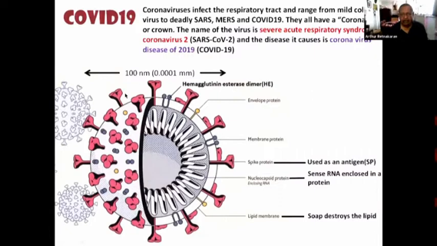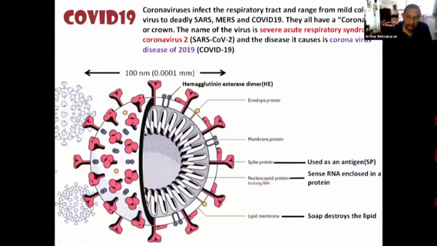Now, the COVID-19 virus is a very small virus. It's 100 nanometers in diameter, and it has the genome inside. This is the genome. And this genome is a single long RNA chain. This RNA chain was detected in China in December 2019, when the infection started.